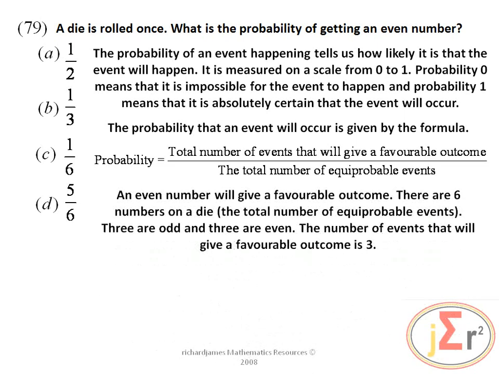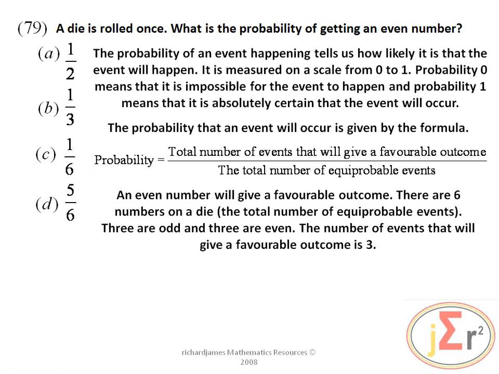An even number will give a favorable outcome. How do we know that? Because we are saying here, what is the probability of getting an even number? So, any even number is what we actually want. What we actually want is going to be representing our favorable outcome. So an even number will give us a favorable outcome.